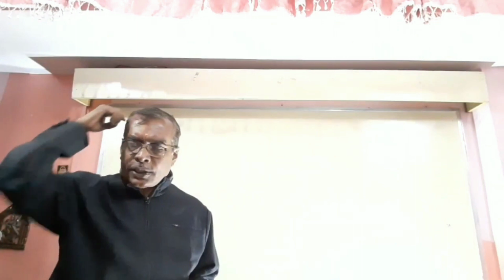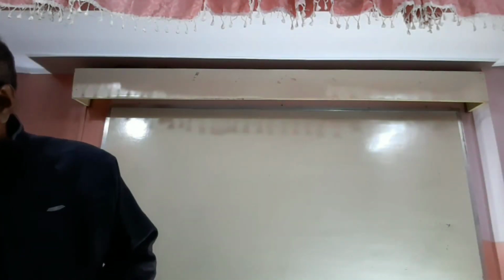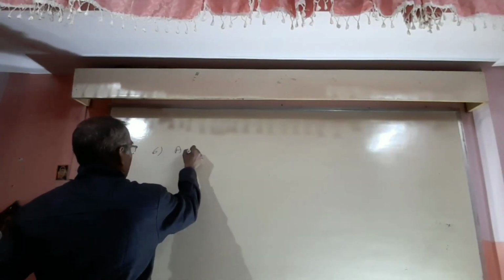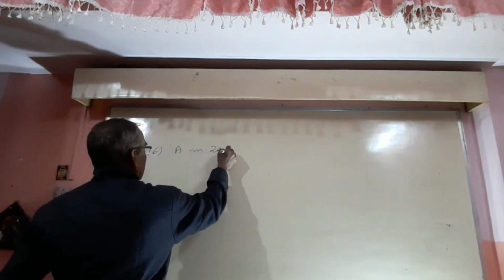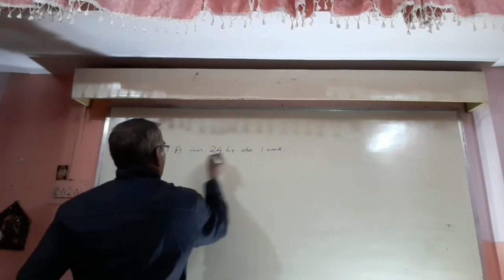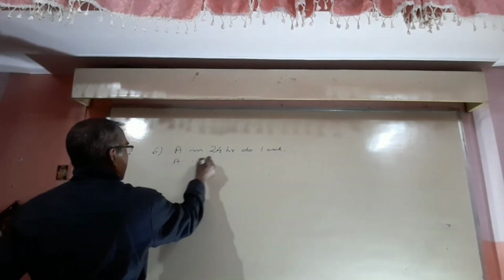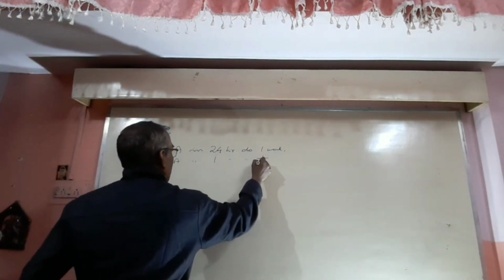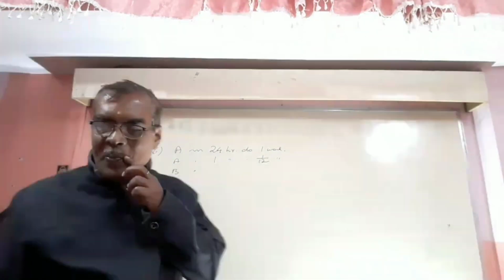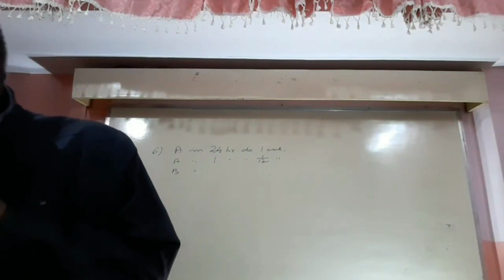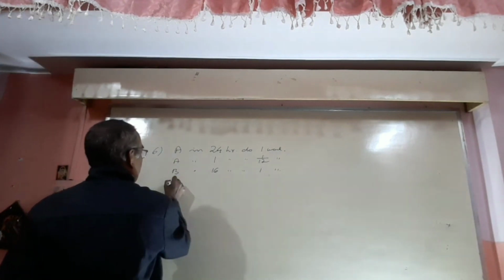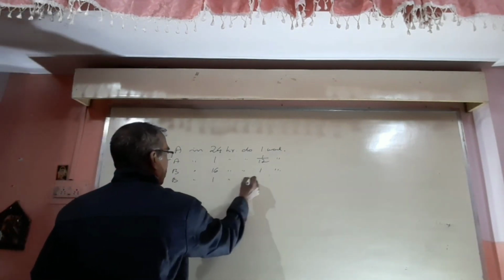Okay, so let us start. Question number 6. A in 24 hours does one work. So A in 1 hour does how much work? 1 by 24 work. B in 16 hours does one work. So B in 1 hour does how much work?